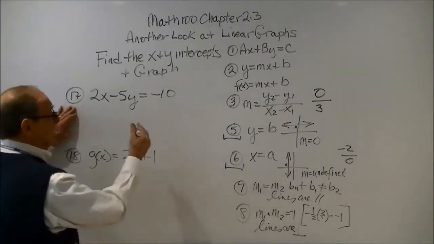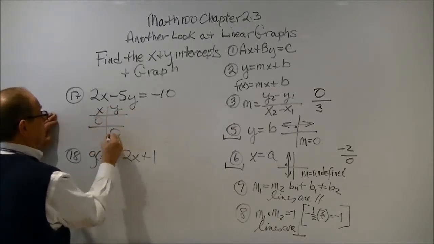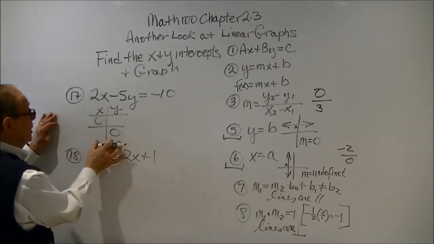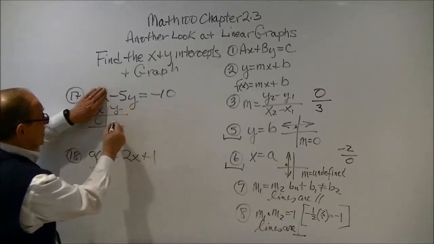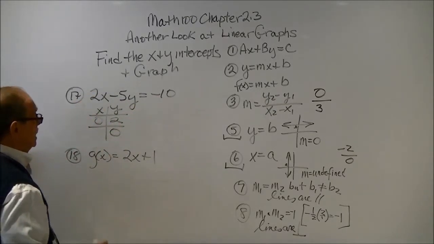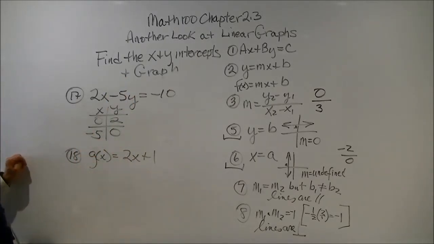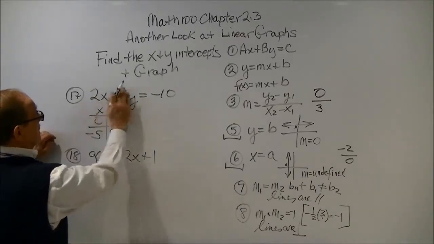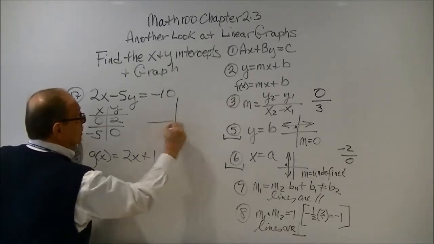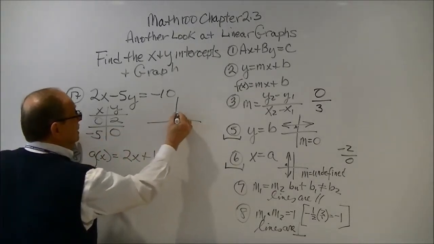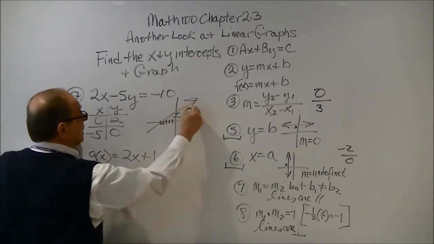Number 17, again, the t-chart would work very well for that. There's our special x and y intercept t-chart. Now if x is 0, this is going to be a +2. If y is 0, that's going to be a -5. So if y is 0, we're going to divide both sides by 2, we get a -5. And then to graph it, 0, 2, a dot there, and then 1, 2, 3, 4, 5, a dot there. There's our graph.